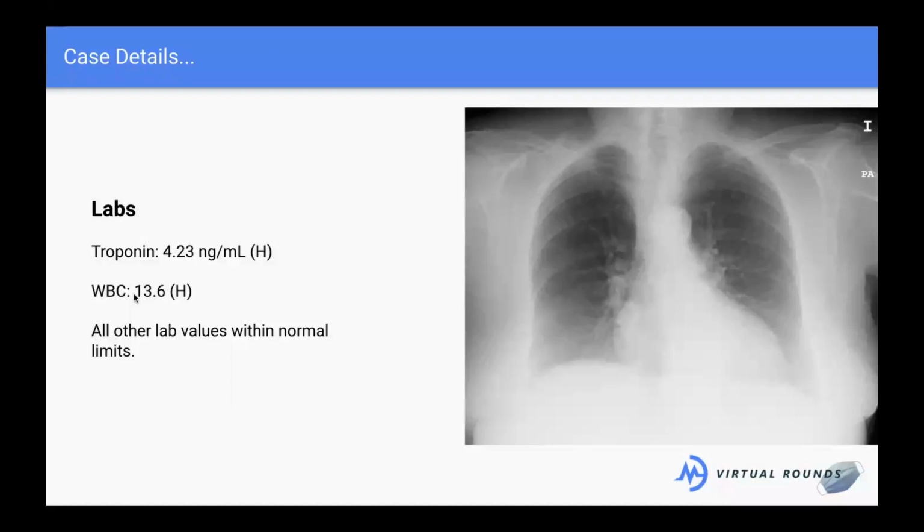Troponin is high. White blood cells are high. This is probably just because his body is stressed out. It doesn't necessarily mean infection, although high white blood cells can mean infection. So I wouldn't get too thrown off by this. And then all of his other values were fine.